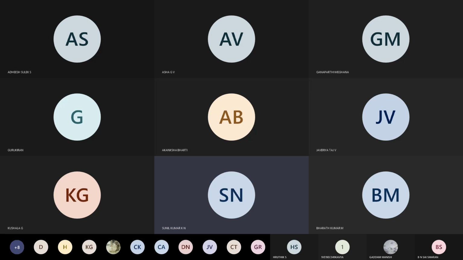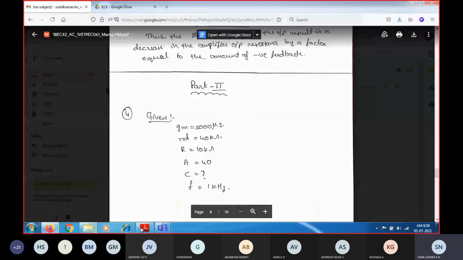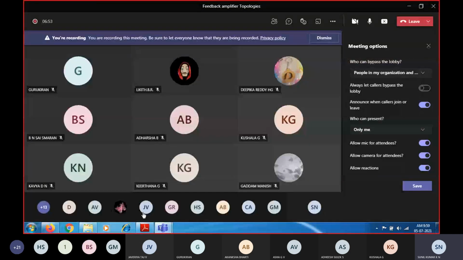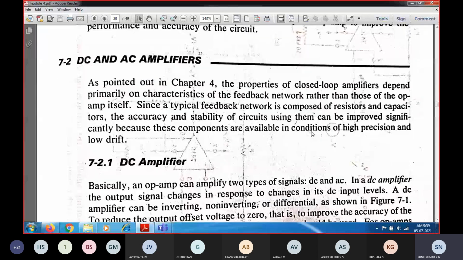Okay. So in the last class, we were discussing some applications of how the operational amplifier can be used, and we have seen it can be used for both AC as well as a DC amplifier. That is, the operational amplifier can be employed for both AC signal as well as DC signal.